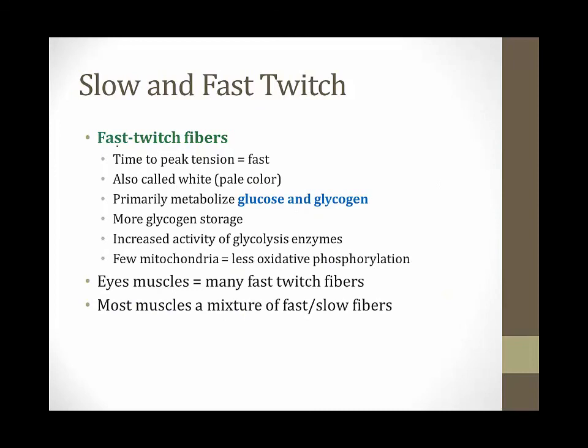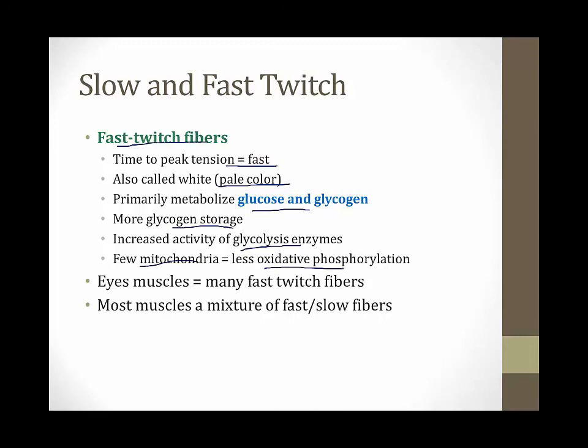The other end of the spectrum are the fast twitch fibers. These fibers get their name because the time to peak tension is fast. They're also called white because they have a relatively pale color because they have less myoglobin. These fibers primarily metabolize glucose and glycogen. They have lots of glycogen storage, and they have increased activity of glycolysis enzymes. They have relatively few mitochondria, so they do less oxidative phosphorylation.